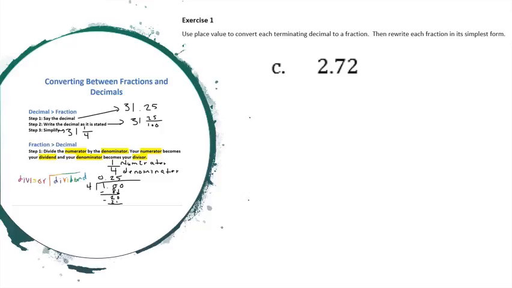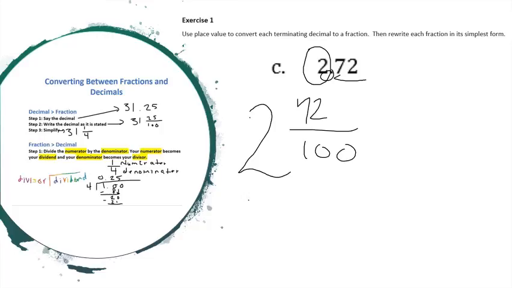So I'm going to do step 1, say the decimal. I know that is 2, because that's 2 ones. Remember, when you get to the decimal, you say and. 2 and 72, and where does it end off? Hundredths. So that's 2 and 72 hundredths. Now you write it like how it is stated. 2 and, write the fraction, 72 hundredths. And then you just simplify.